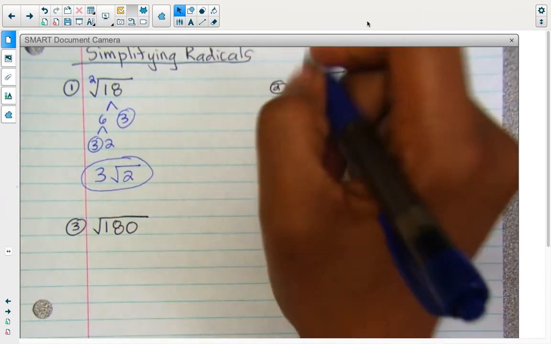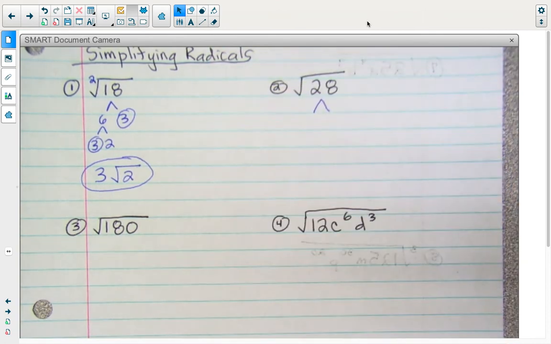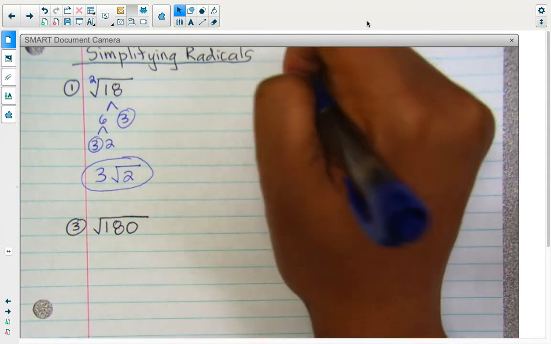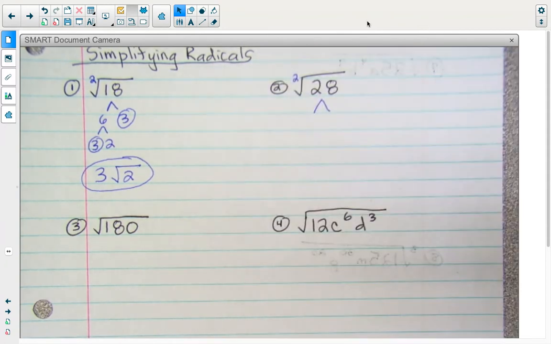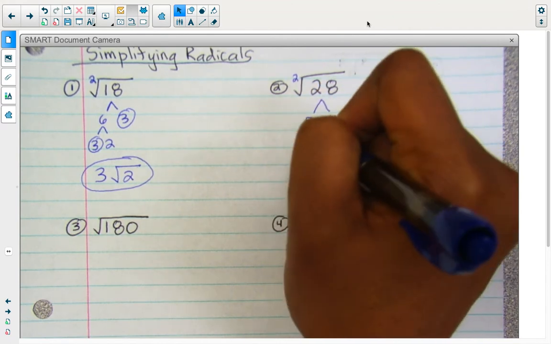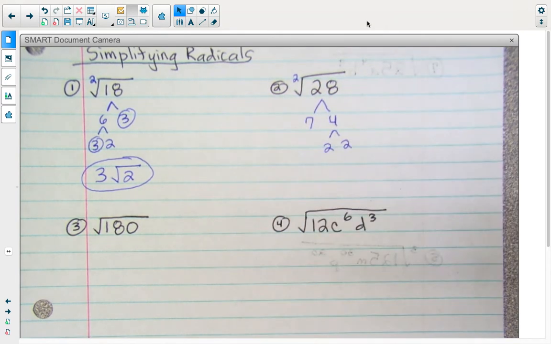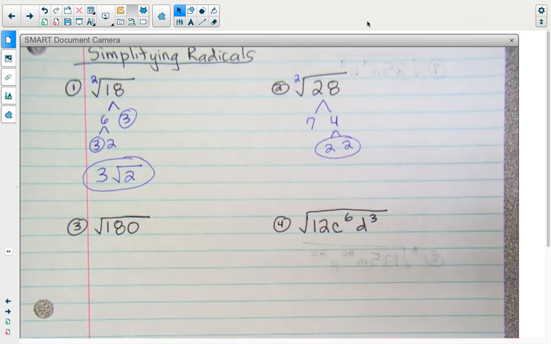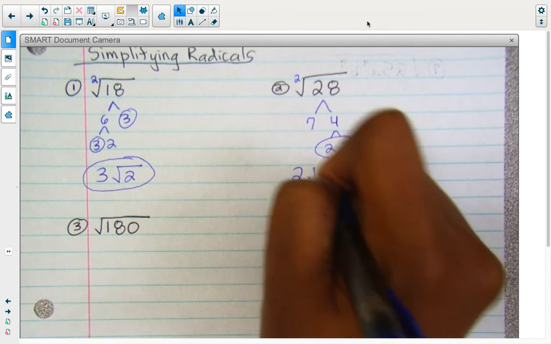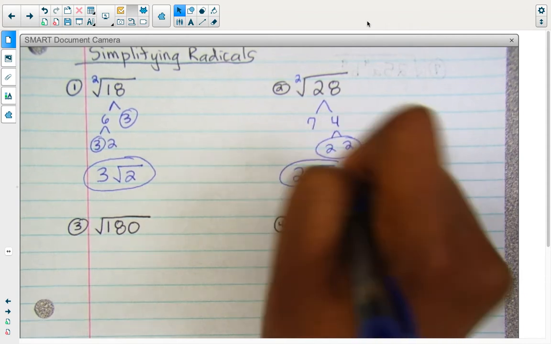All right, next. We're going to break down 28. Again, I do not see anything there, so my assumed index is the number 2. And we're going to do a factor tree. So it's going to give me 7 and 4. It's going to give me 2 and 2. And I'm looking for 2 of the same number. There we have it. We have 2 2s. Complete groups go on the outside, and leftover prime numbers go on the inside.